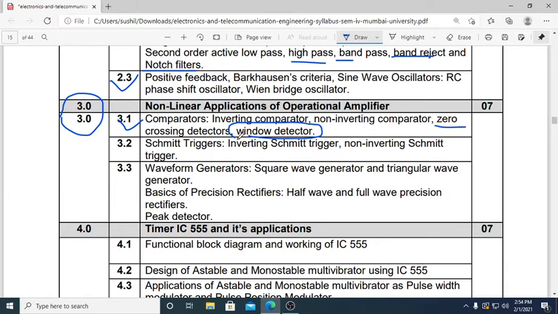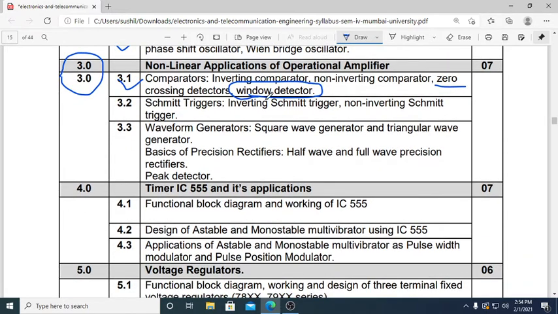So how the window detector will operate, we will see in detail in our lectures. In the second bit we have to see the Schmitt triggers. In the Schmitt trigger you have to see the inverting Schmitt trigger and the non-inverting Schmitt trigger also. Then the waveform generator. In the waveform generator we have to generate the square wave, then the triangular wave. Then in the second bit we have to see the precision rectifier.